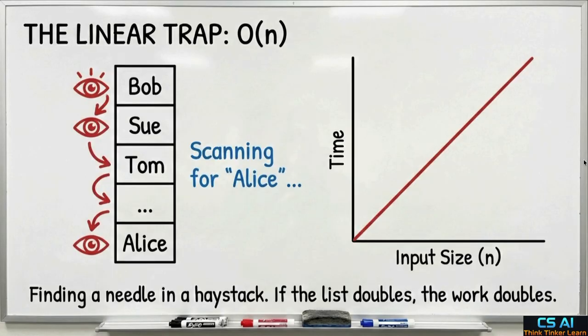Next up the cost ladder is the linear trap, or O(n) time. This is the checking every spine in the library scenario. When you're scanning a list for an item like Alice, in the worst case, you might have to look at every single element until you find it. The n in O(n) represents the number of items in your input. The graph shows this relationship perfectly. It's a straight line. If the input size n doubles, the amount of work you have to do also doubles. This is like finding a needle in a haystack.